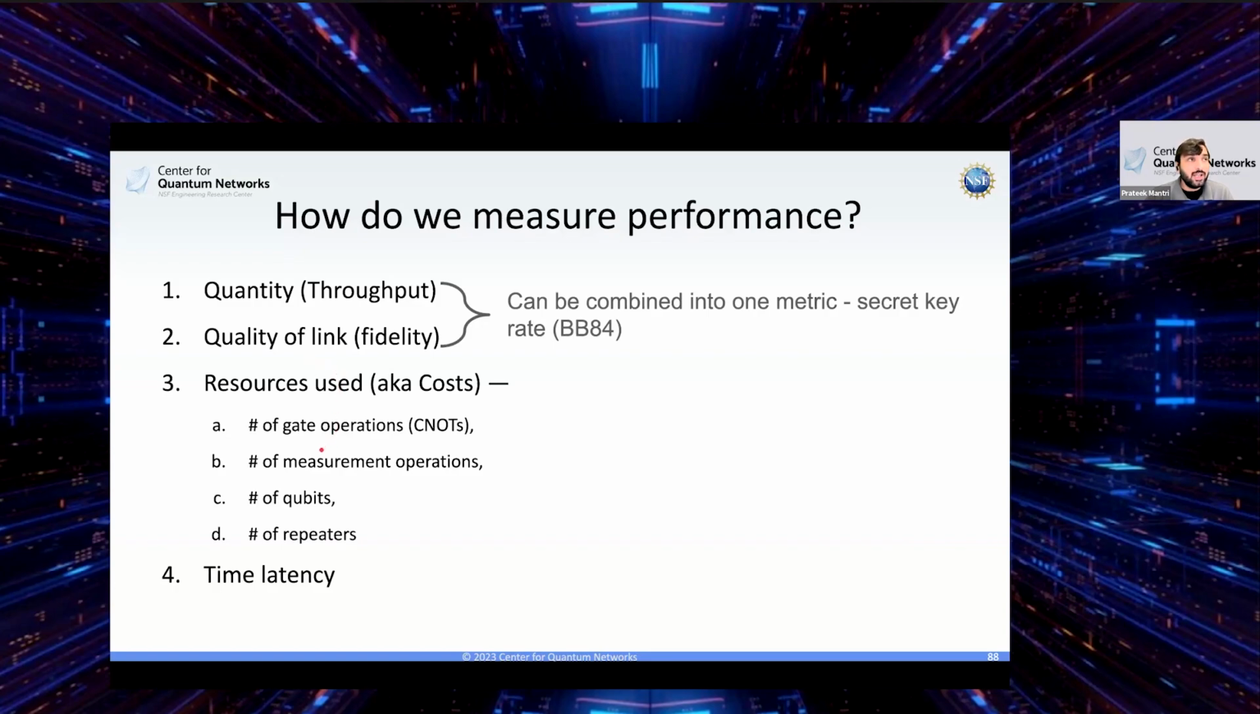We can also think about what it costs to generate that link between any two parties. As we saw, all of these operations use different numbers of gate operations. So we have a lot of these CNOT operations. All of these protocols use measurement operations. So we can start thinking in terms of the number of measurement operations that one would require, the number of qubits we would require, and the number of repeaters.